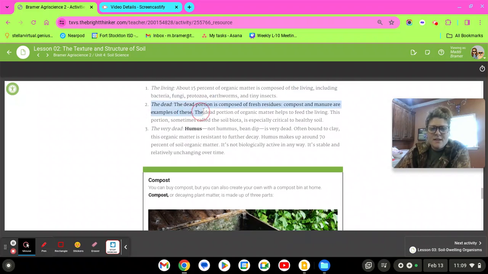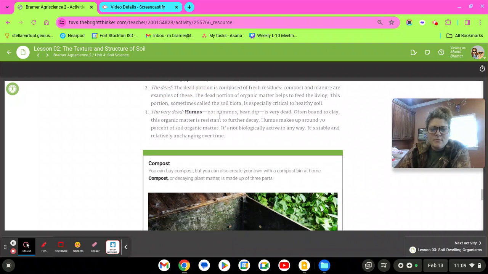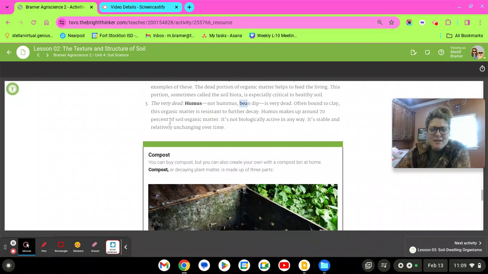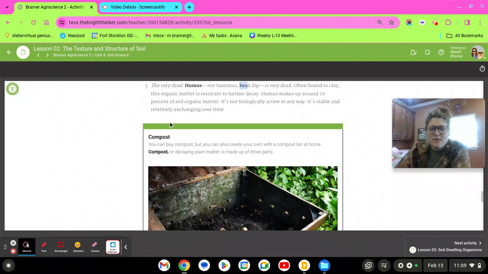That would be bacteria, fungi, protozoa, earthworms, tiny insects. Then there's dead. The dead portion is compost, manure, and then the very dead, which is humus. It's very dead, often bound to clay. The organic matter is resistant to further decay. It makes up about 70% of soil organic matter. It's not biologically active in any way. It's stable and relatively unchanging.